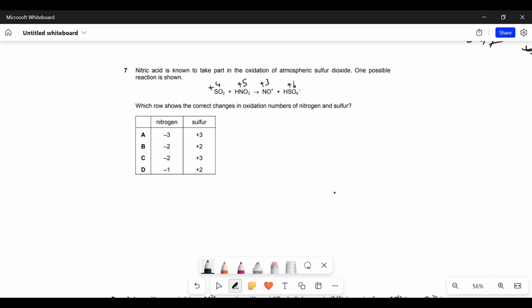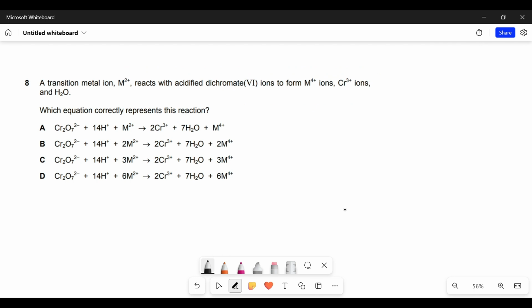So for nitrogen, it changes from +5 to +3, which is 3 minus 5, which is -2. For sulfur, it increases from +4 to +6. There is a +2 oxidation number change. So option B.